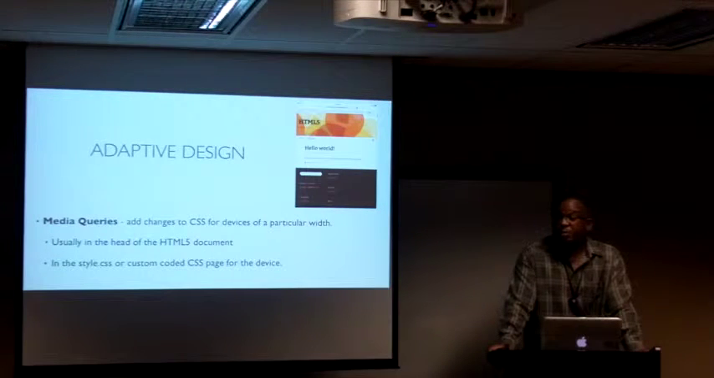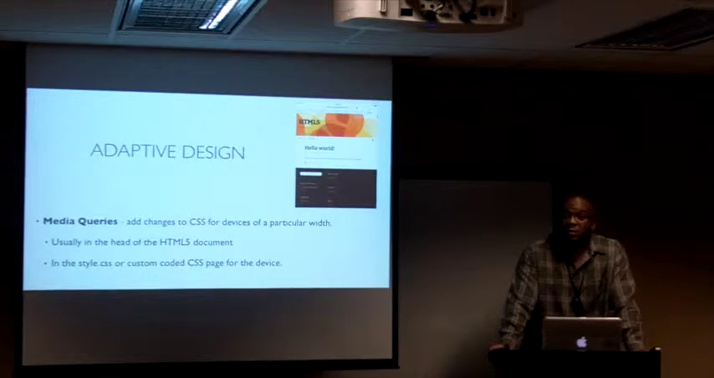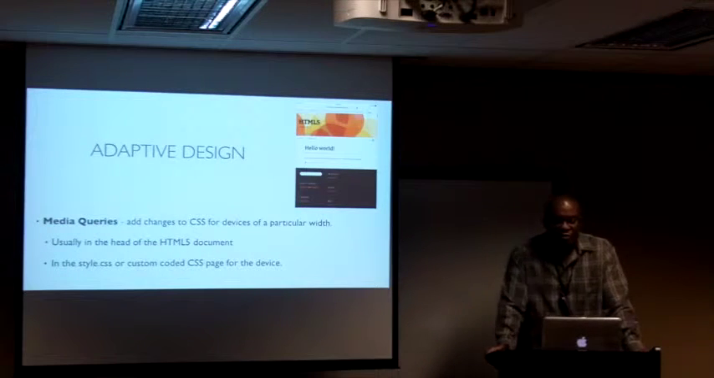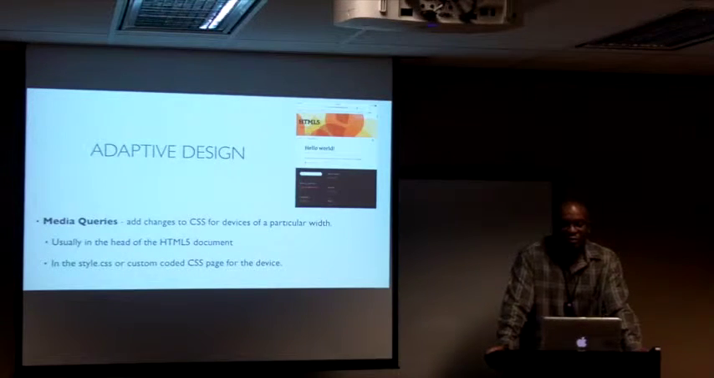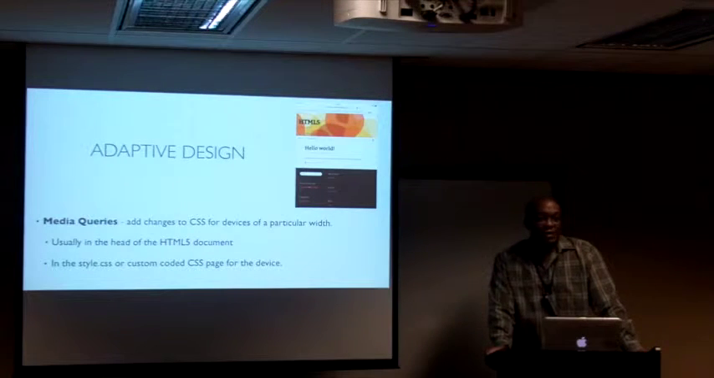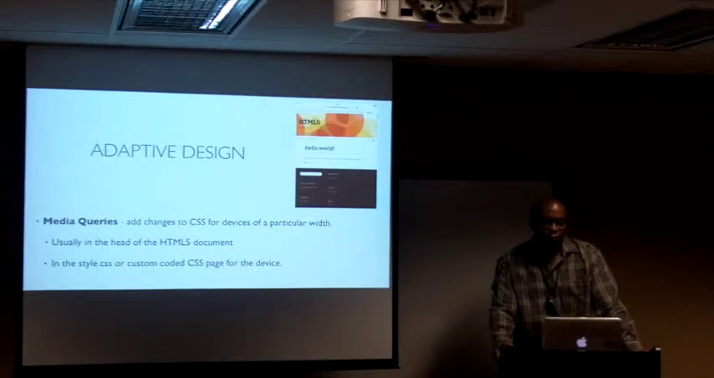And what is actually happening now is more adaptive design, almost keeping the same name as responsive design. Media queries. Media queries is probably one of the most powerful things that is going on with HTML5. And what you can do with media queries, basically, you add changes to the CSS for a particular width. For email, it would be in the head of the document. Usually for a website, this is an image of a WordPress website. I work on WordPress quite a bit. It would be as a separate page.